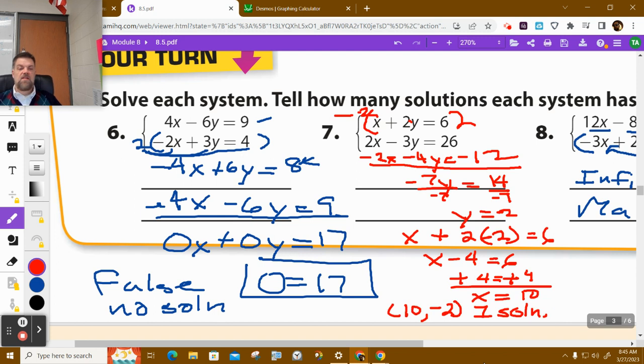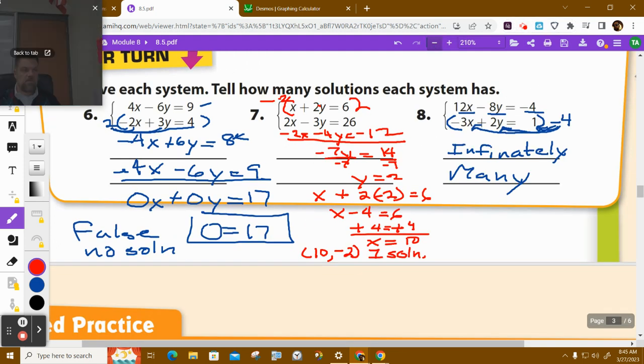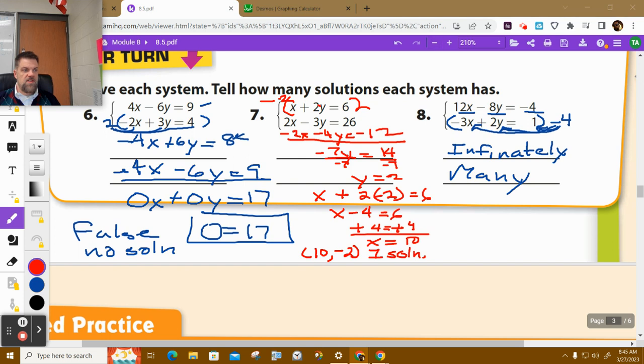Does that make sense? Pretty good. All right, I'm going to leave this up on the screen so you guys can finish writing it down. That last one, I'll zoom out a little bit. It's almost time to go.